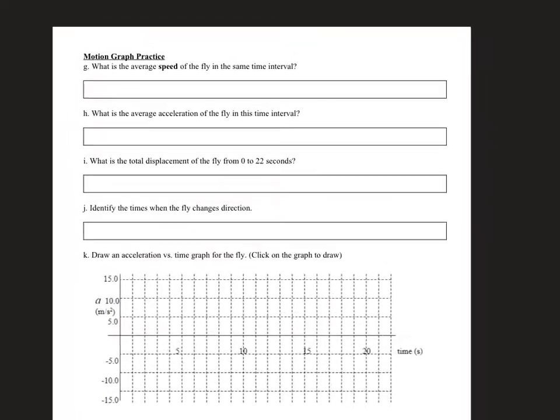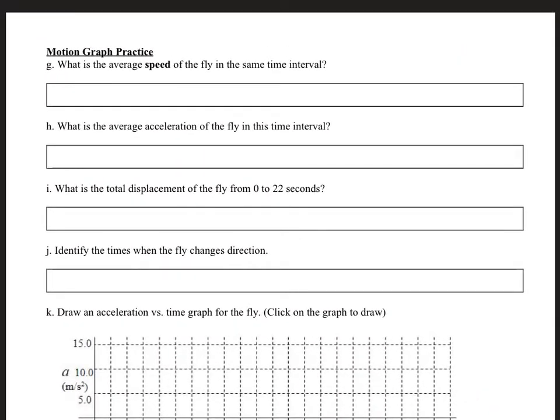Moving right along here. G, what is the average speed of the fly in the same time interval? Well, what's my speed formula? Speed equals distance over time, the same time interval being 15 seconds, and we just found the distance of 150 meters. So you do 150 divided by 15, and I get a speed of 10 meters per second. What is the average acceleration of the fly in this time interval?